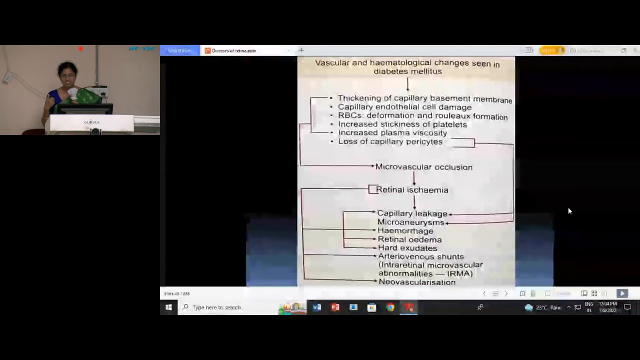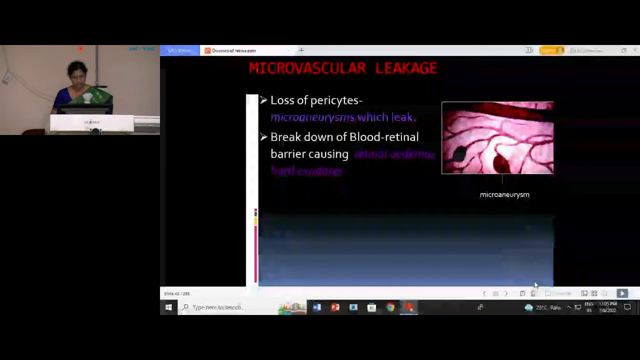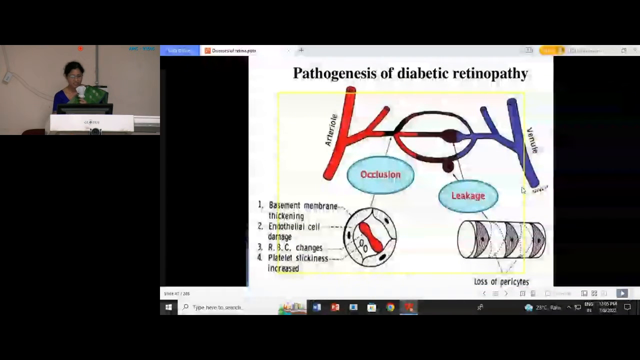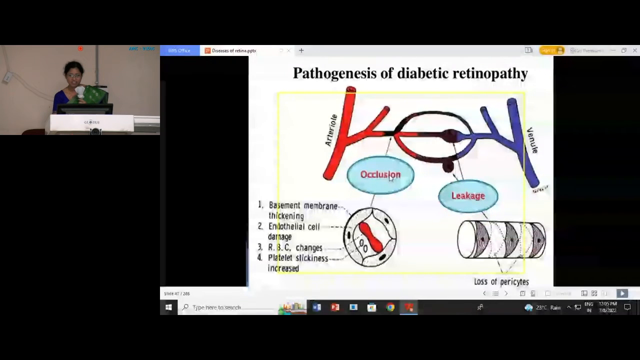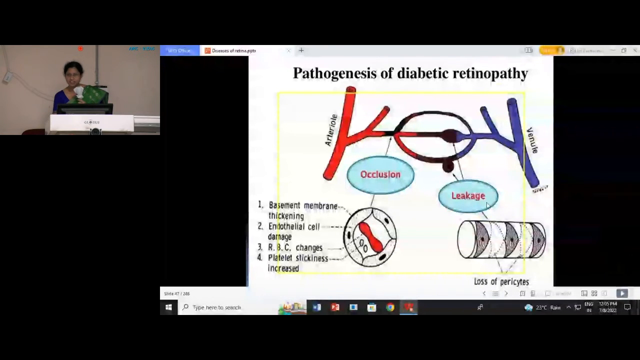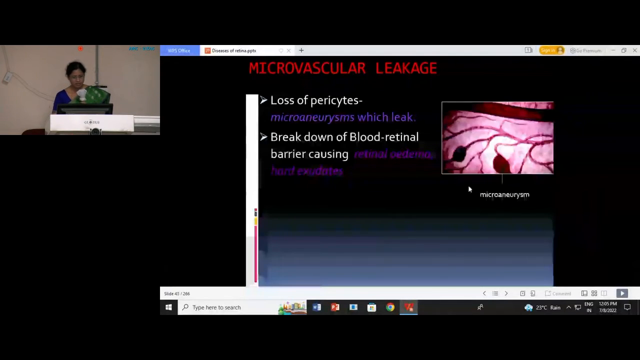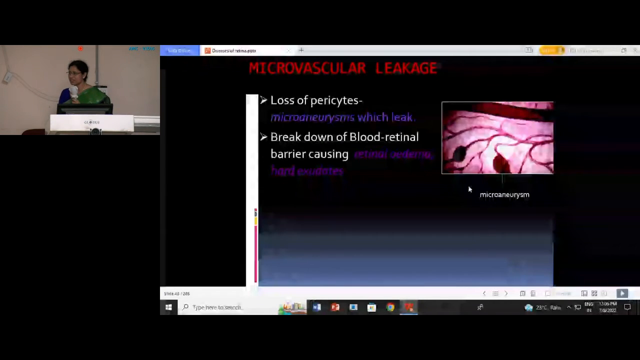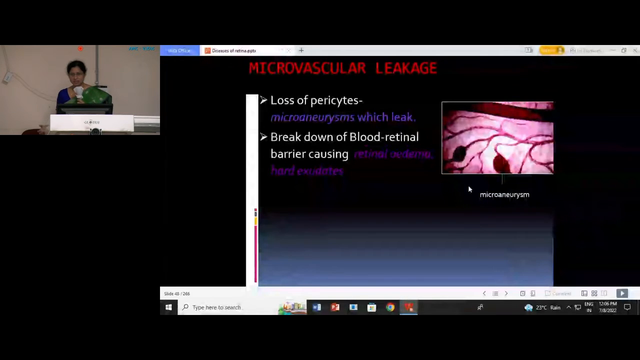So, we can see here that there are two processes. We have seen that there is thickening of the basement membrane, endothelial cell damage, RBC changes, and increased platelet stickiness. All these lead to microvascular occlusion. And then loss of pericytes leads to microaneurysm formation, leading to leakage. Basically, there will be breakdown of the inner blood retinal barrier, and that leads to leakage.